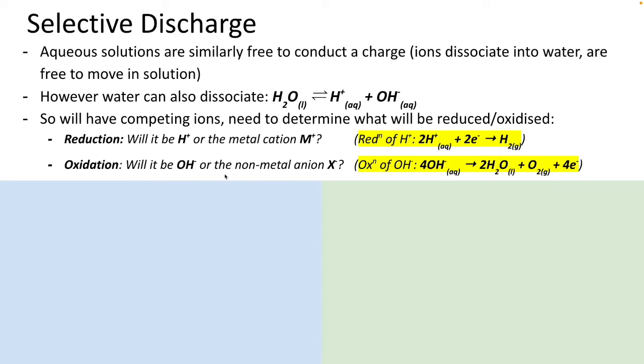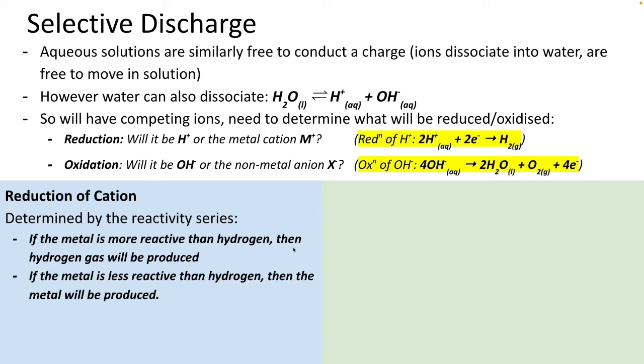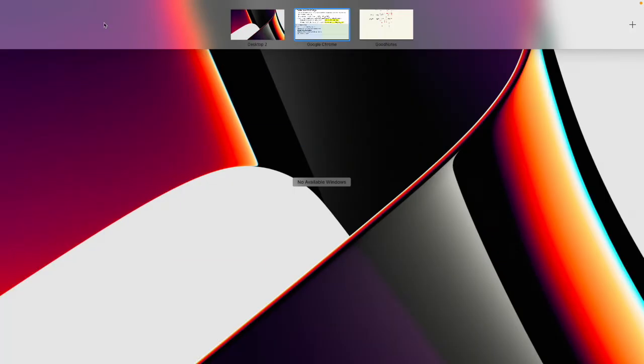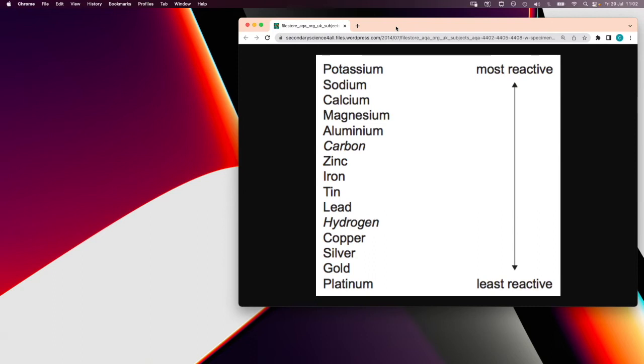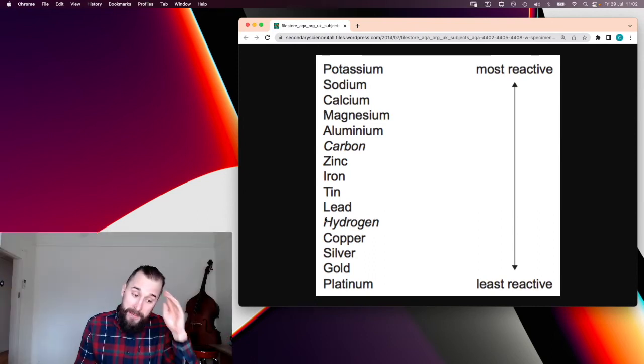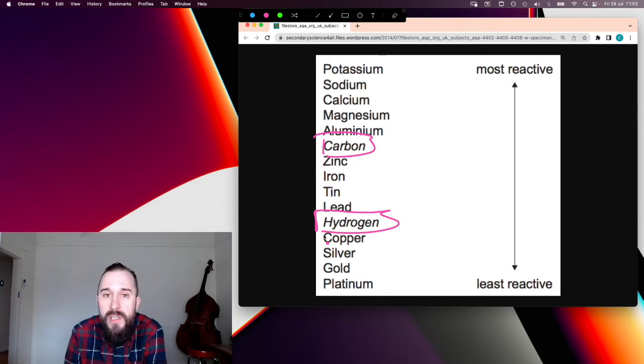So there's rules. In the case of our cations versus our hydrogen ion, which will be reduced is determined by the reactivity series. If the metal is more reactive than hydrogen, then hydrogen gas will be produced. But if the metal is less reactive than hydrogen, then the metal will be produced. So we have to consult the reactivity series. I've just gone and Googled one here. This is a simplified one, it doesn't have everything in it, but we've got our metals, and then we've got our non-metals there, carbon, but importantly for us, hydrogen.